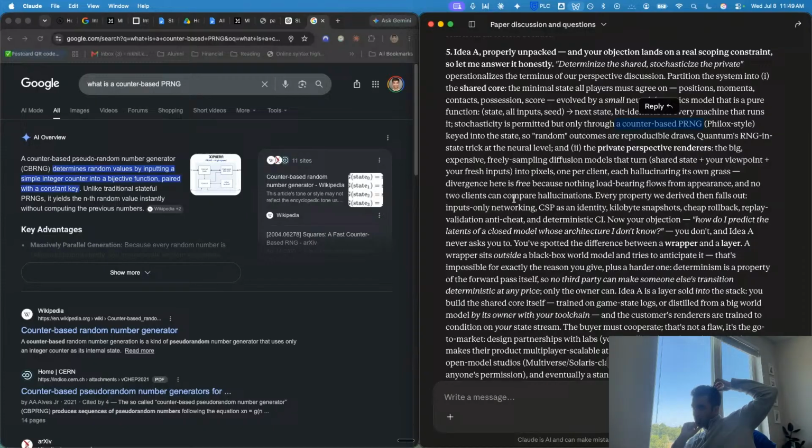Okay, so this is saying the server and client communicate a very small amount of compressed information, and the world is rendered at the client by the client. Big, expensive, freely sampling diffusion models.